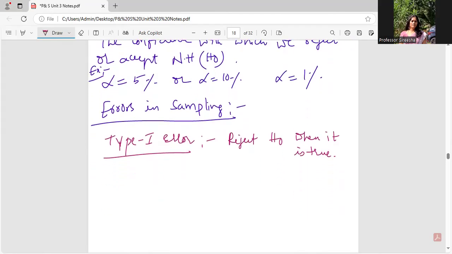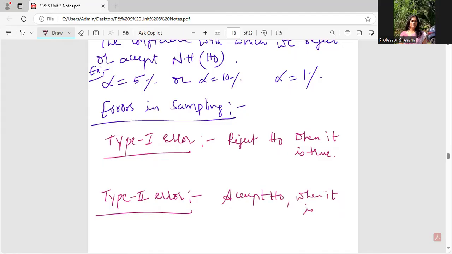You're rejecting H naught though it is true; I am saying no, it is not true, it is false. That one would be called type 1 error. What is type 2 error? Accept H naught when it is false or wrong. That is called type 2 error.